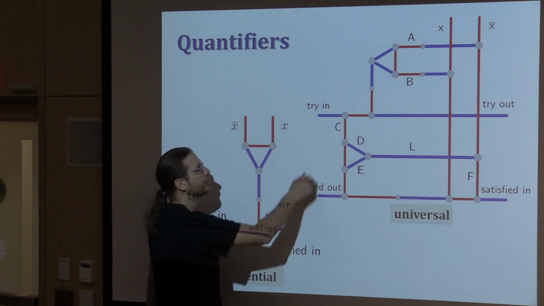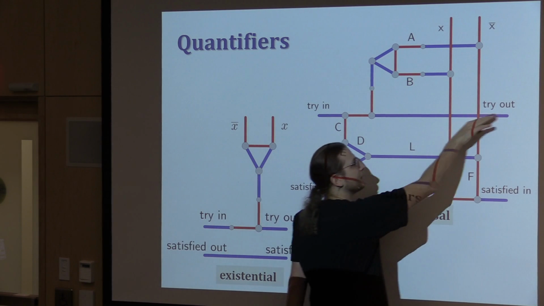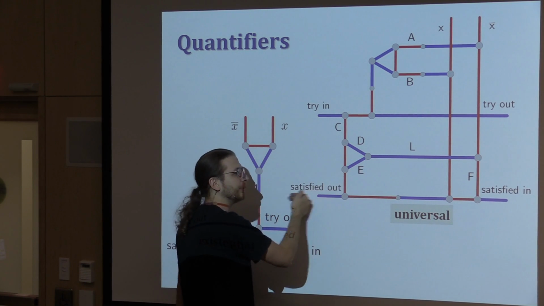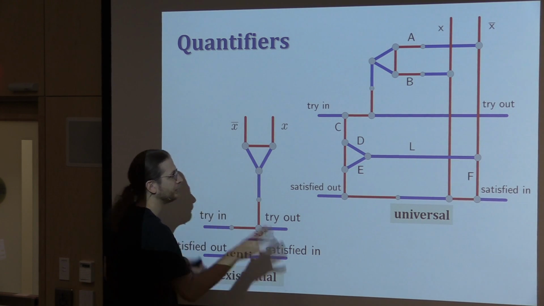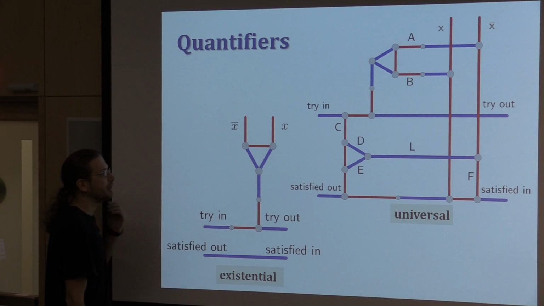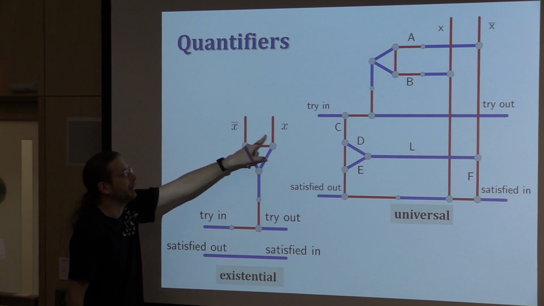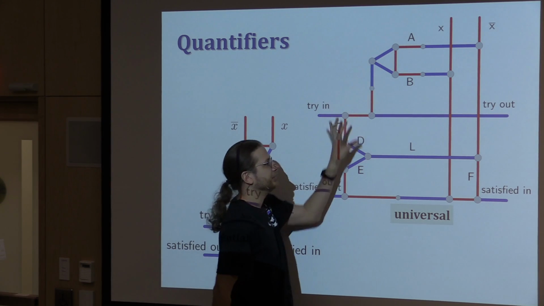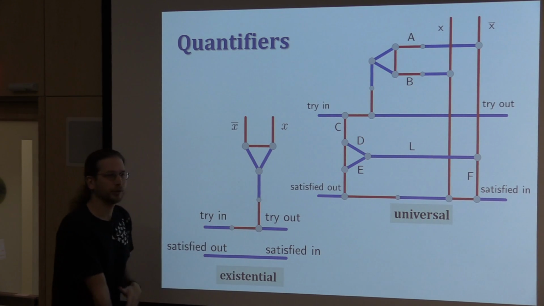And same thing for universal. It's going to have a try in. It's going to activate a try out. Then if it gets a satisfied in, stuff will happen. And eventually we might output a satisfied out. So these things are supposed to just chain together left and right. So let's look at each gadget individually. And in particular, you will see this triangle pattern, the blue, blue, red triangle in a few different places. That's a useful construction by itself.